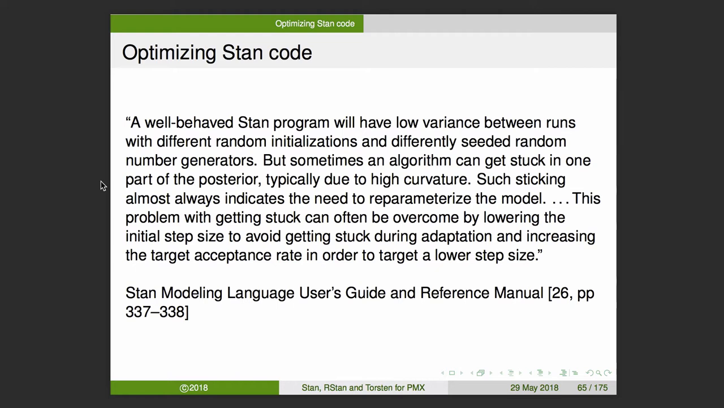It also mentions that sometimes you can get around it instead by changing some of these sampling parameters, like reducing the initial step size, so that by simply shrinking the step size, it can navigate some of that sharp curvature.